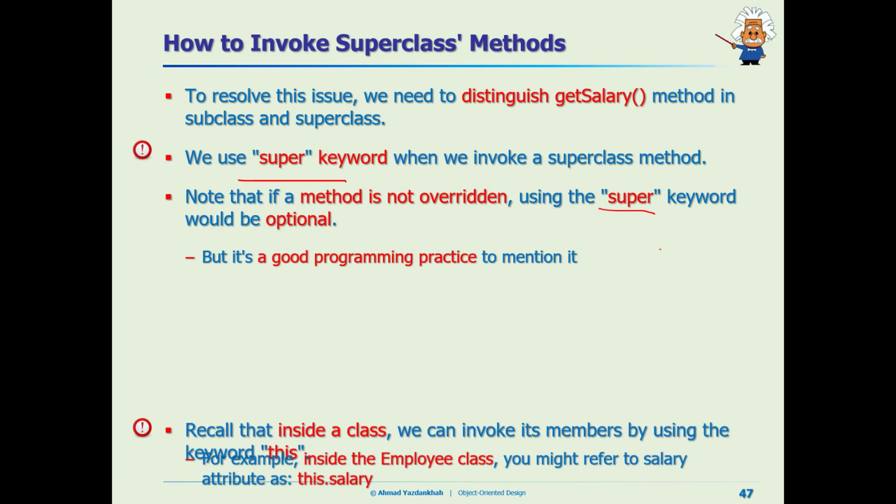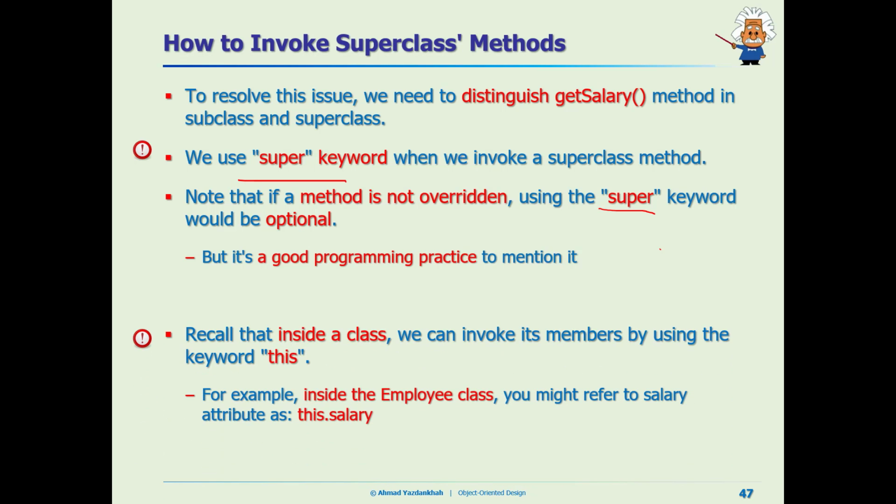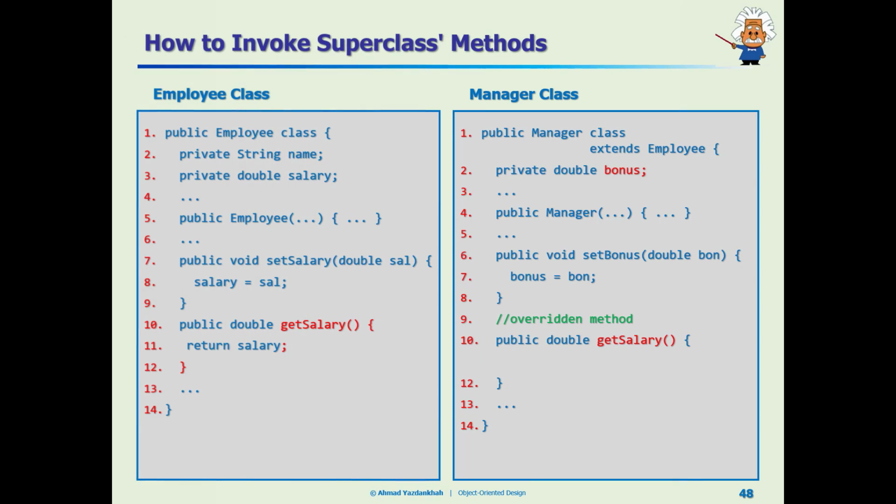And also I explained that when you want to use a self member in a class, you can use this for all of the members of this class. All right. Okay, so let's get back to our code and let's see how we can do that. Yeah, super.getSalary plus the bonus.